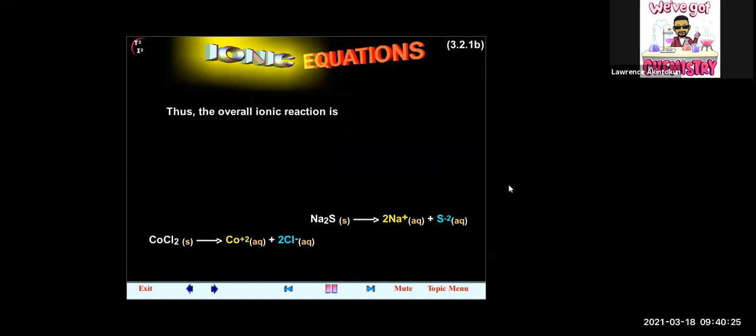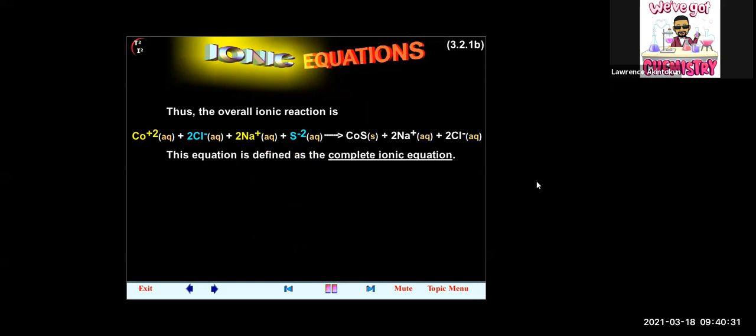Thus, the overall ionic reaction is. This equation is defined as the complete ionic equation. The Na+ ions and Cl- ions are called the spectator ions. The spectator ions are canceled from both sides in the overall ionic equation. The resulting equation is the net ionic equation.